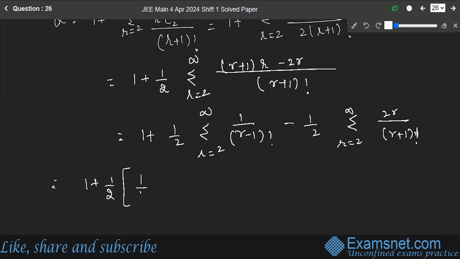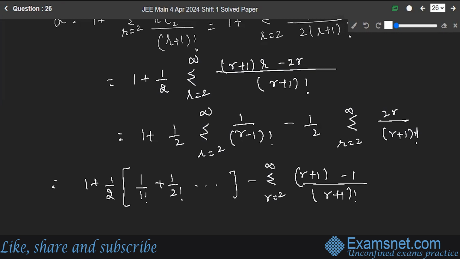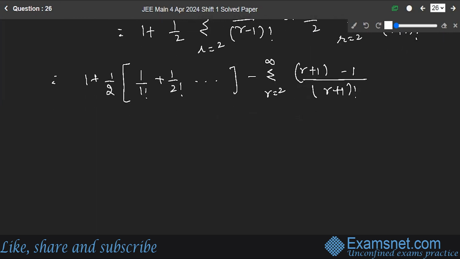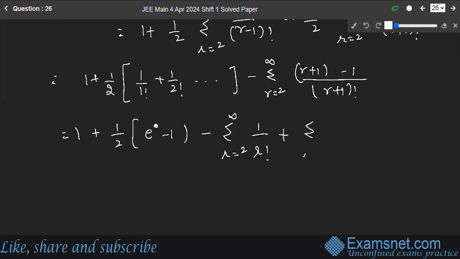This is equal to 1 plus 1 by 2. This will give me 1 upon 1 factorial, 1 upon 2 factorial, and so on, minus summation r is equal to 2, (r plus 1) minus 1 upon (r plus 1) factorial. This is 1 plus, this is the formula for e minus 1, correct? Summation r is equal to 2 to infinity 1 upon r factorial plus this.